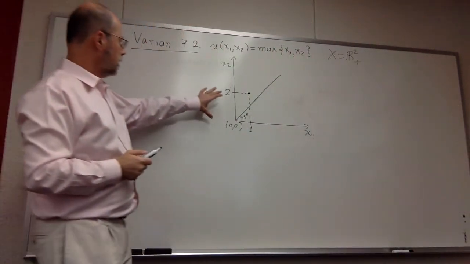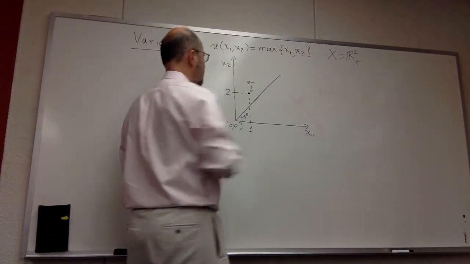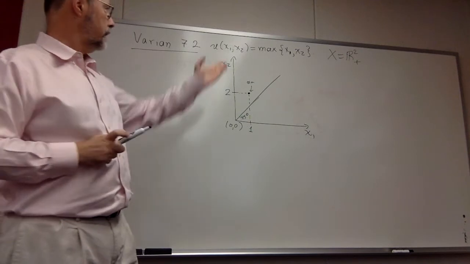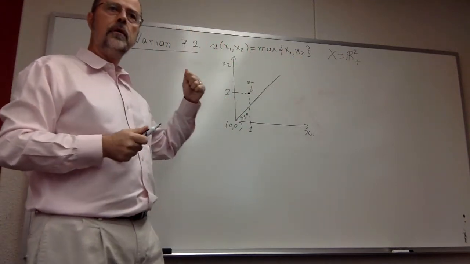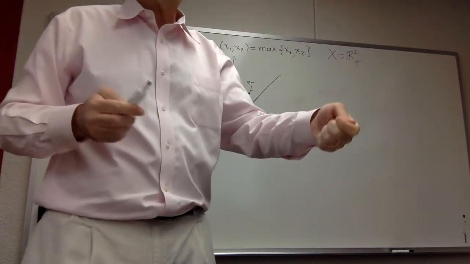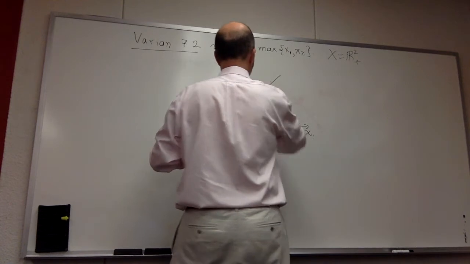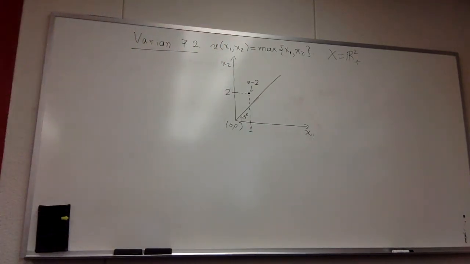So, what is the utility that this point attains? Well, let's look at the formula. We have a formula, right? The coordinates are 1 and 2. The utility is the maximum of these two, therefore the number 2. Yes? Now let us find all the points in R2 plus, in the non-negative orthant, that attain utility 2 according to that formula.